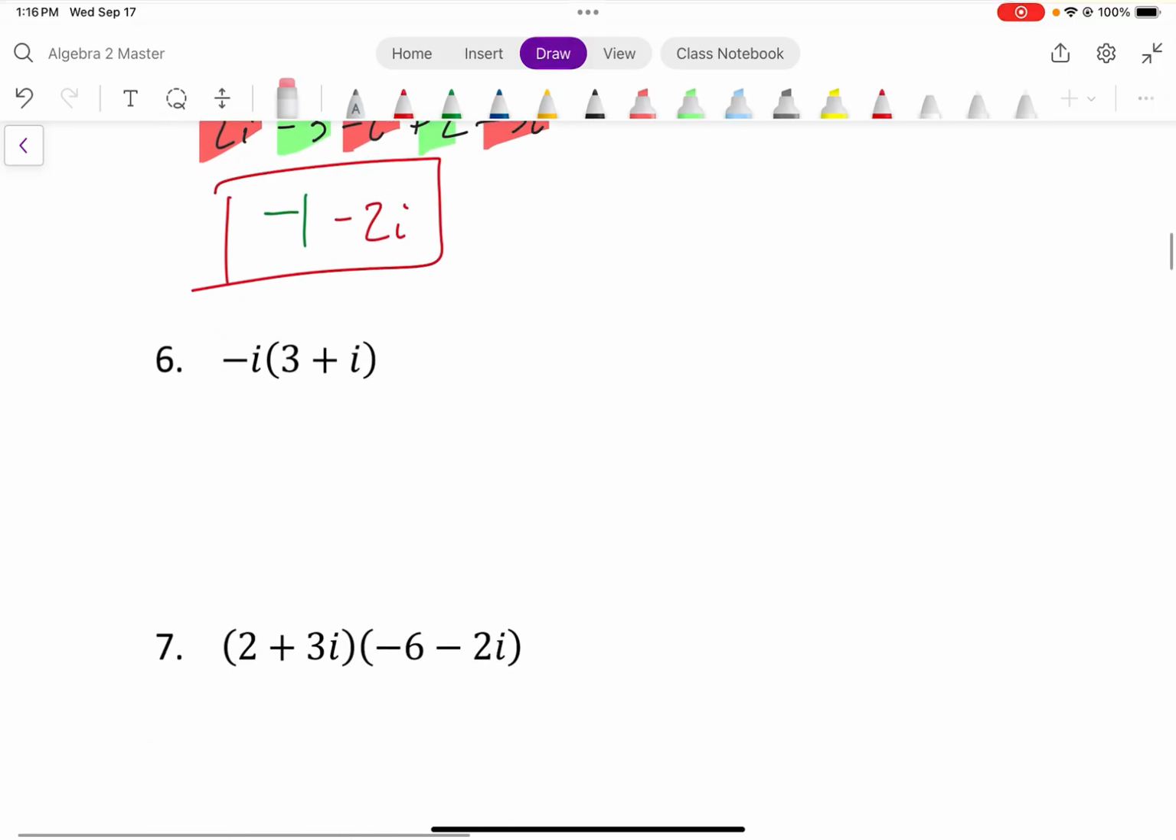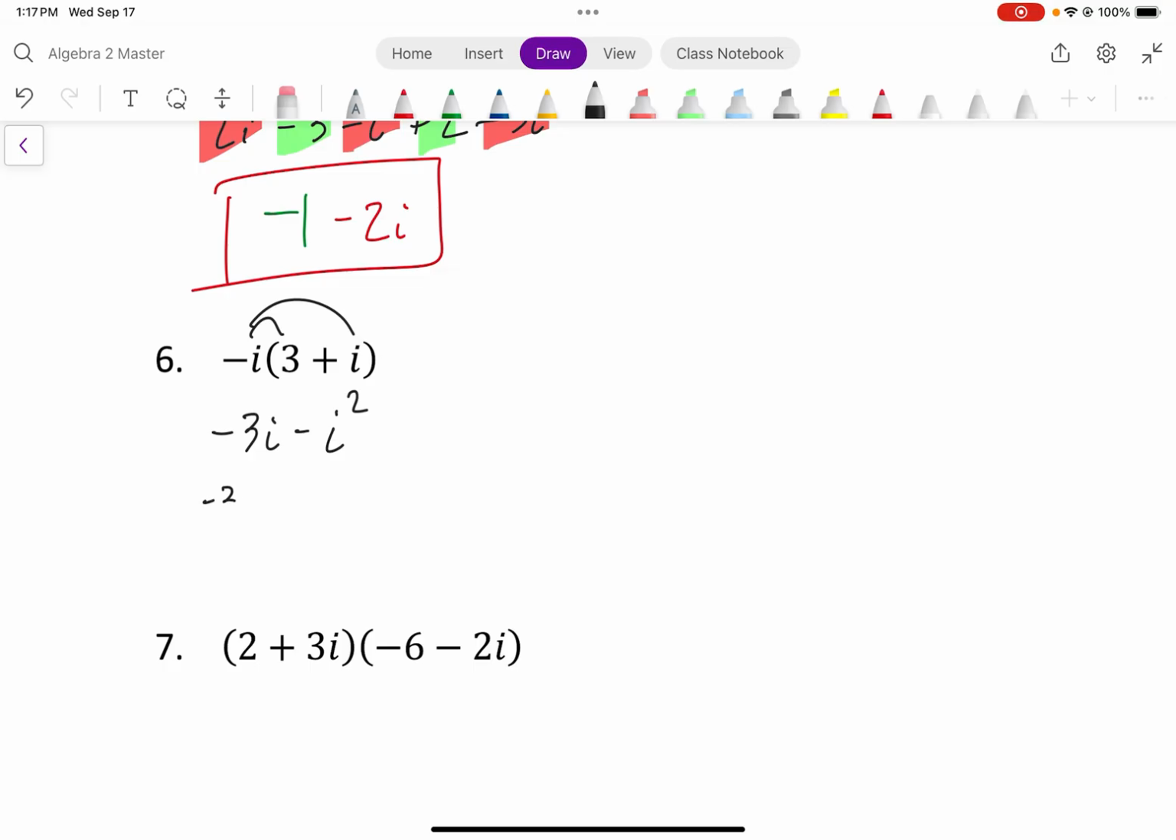For number 6, we're going to multiply. We can multiply whatever we want together. So it's just distributing. I'm going to have -i times 3. That's -3i. -i times i is minus i squared. Negative times positive is negative. And then i times i is i squared. But this is not my final answer.